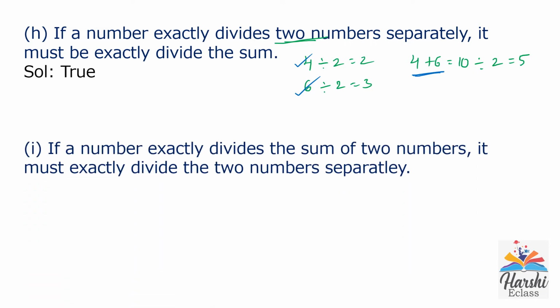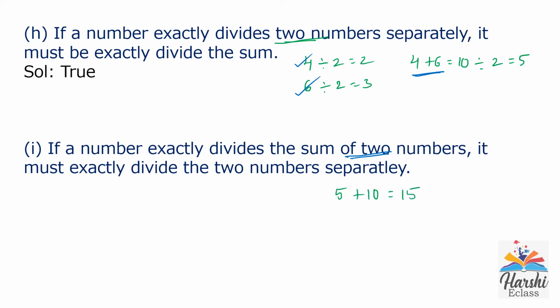I. If a number exactly divides the sum of two numbers, it must exactly divide the two numbers separately. Take two numbers, for example 5 plus 10.